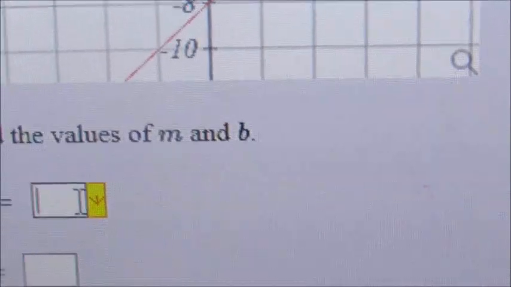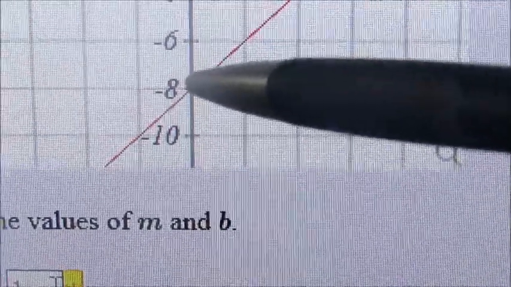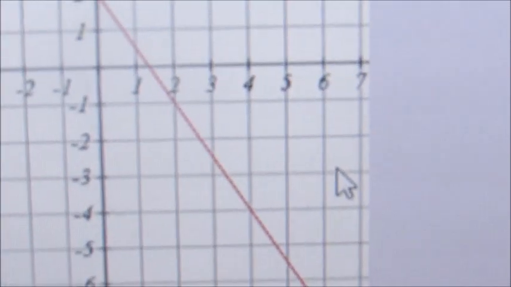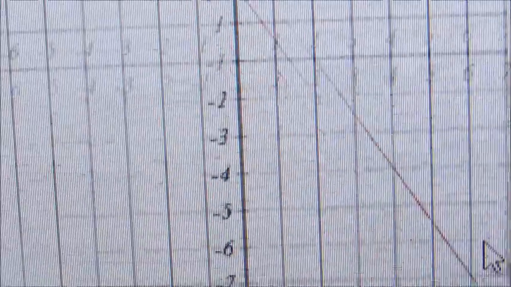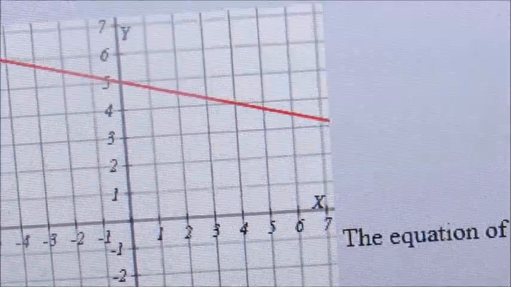So our slope here is 1, and for our b, all we have to do is look at the graph and see that it hits at -8. So we're going to put -8 for b, and we got that right. So this one's the same thing. See how it's going down though, so you're going to have a negative slope. Okay, so for here, it's pretty much the same thing, except now it's asking us for the equation.